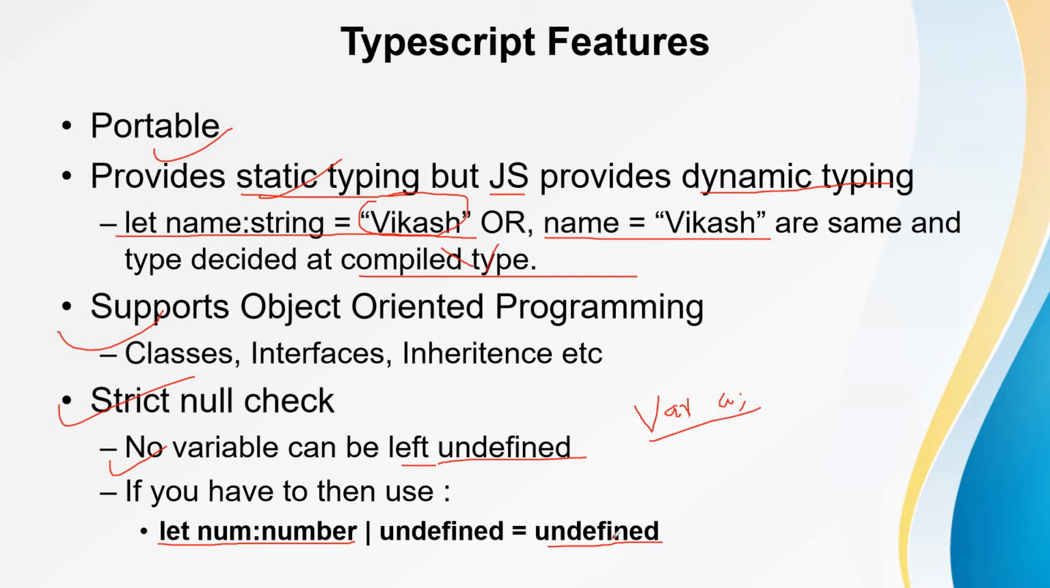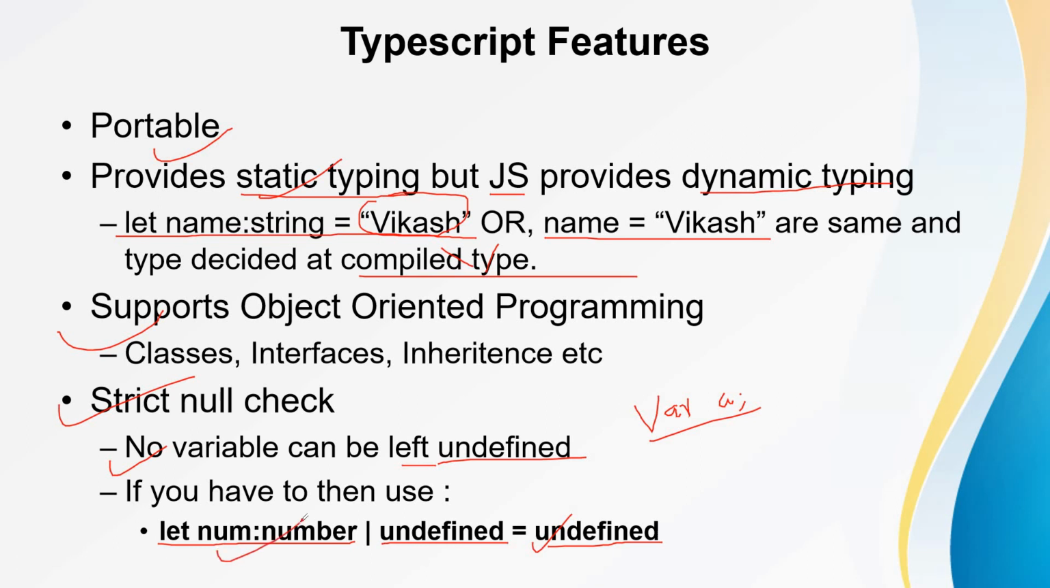If you write something like null, then it will be acceptable. You cannot leave it undefined, right? So it always checks for null. It cannot be left undefined, it should be null. If you are not going to provide any value to this variable, then it should be null. It cannot be left undefined. But if you want to leave it undefined, then you can do something like this: let num, number, this pipe symbol, and then undefined, is equal to undefined.